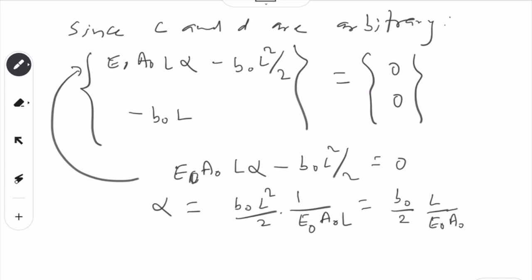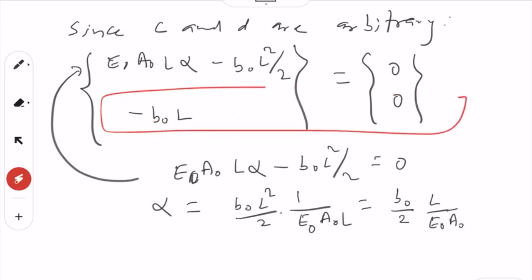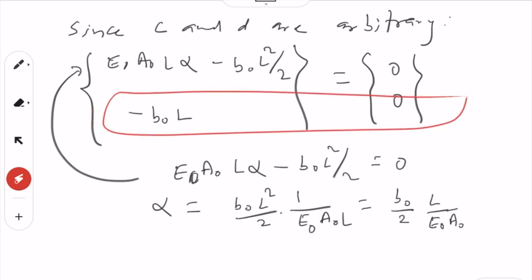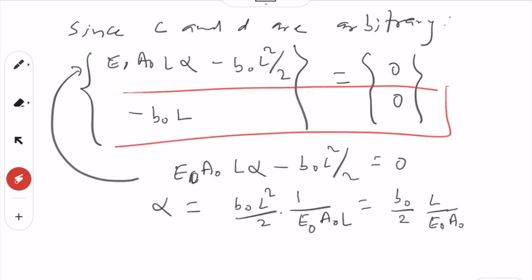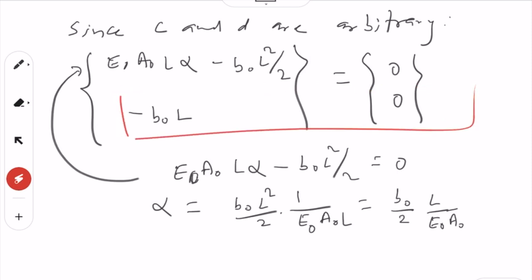So what about beta? The beta term we are not getting; we are getting something like minus B naught L equal to 0. So, this is the problem. What did we forget? Remember, because of this situation, we need to implement the boundary condition in the beginning itself.